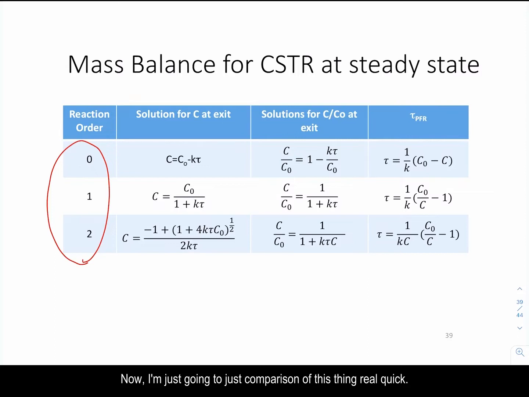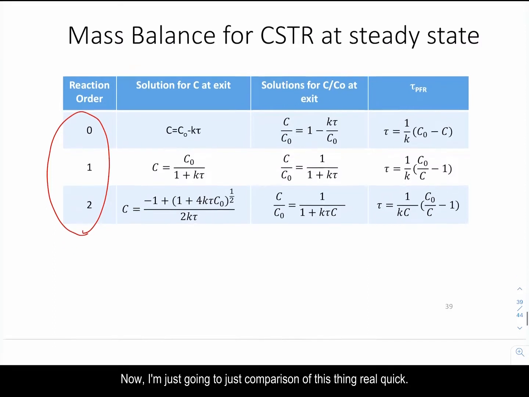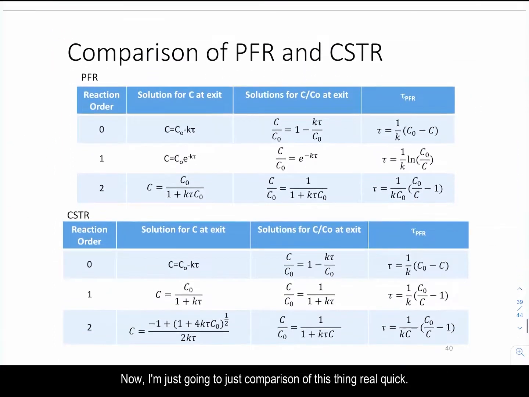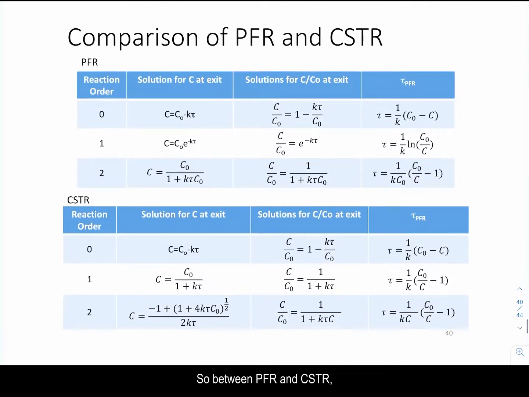Now, I'm just going to do a comparison real quick. Between PFR and CSTR, we were able to solve for them in terms of the concentration at the exit. We were also able to compare them in terms of the performance, how much is remaining, and tau PFR as well. So using this, we can actually try to compare, right?